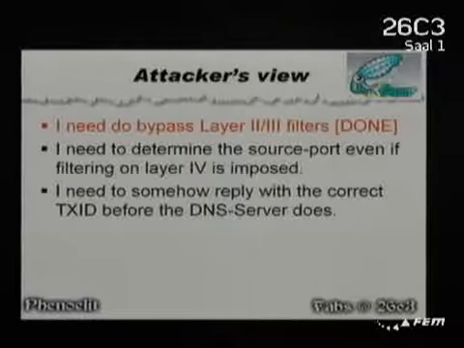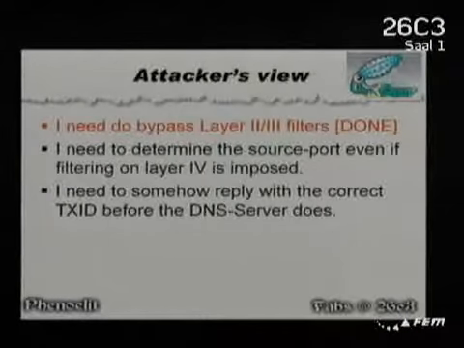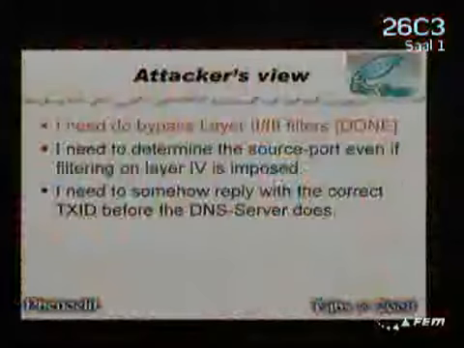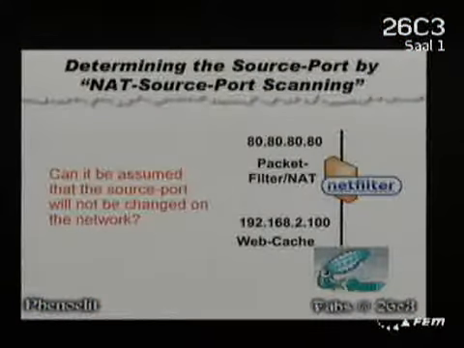So for the attacker, it looks like this. We need to bypass the layer 2 and 3 filters. Done with the Ethernet exploit. Now we need to determine the source port, even if we can't scan for it. And that's what we're going to do now. So to do this, we break the nut.